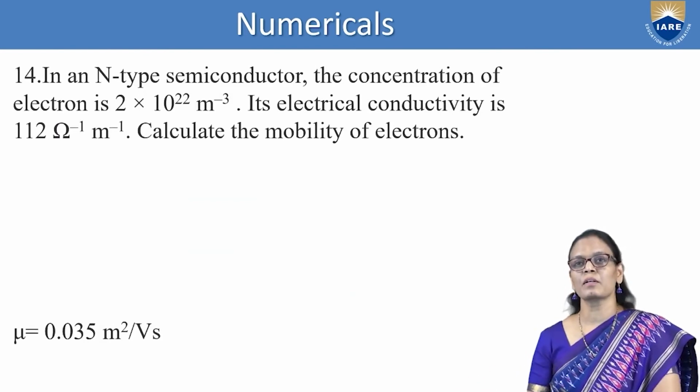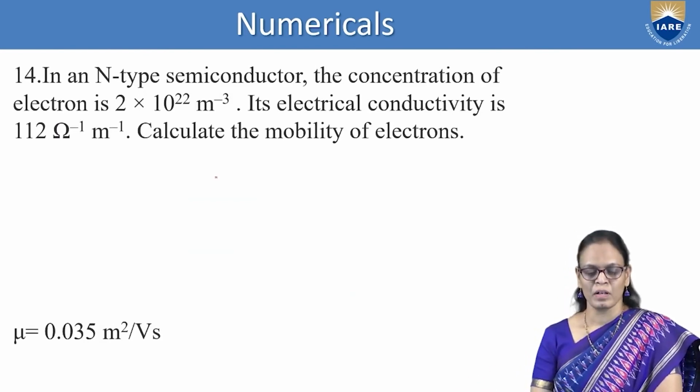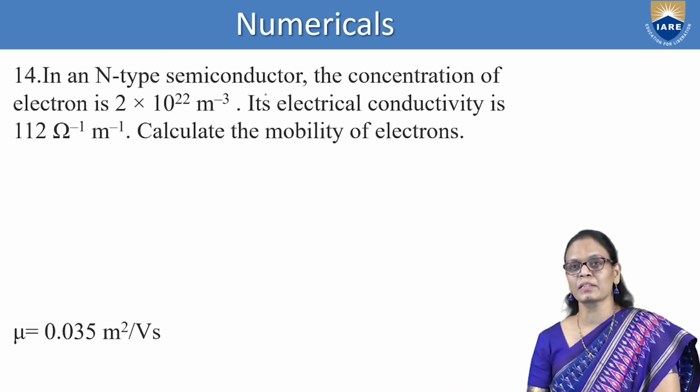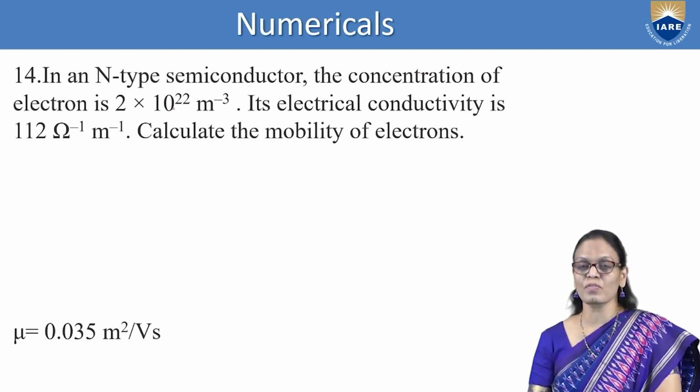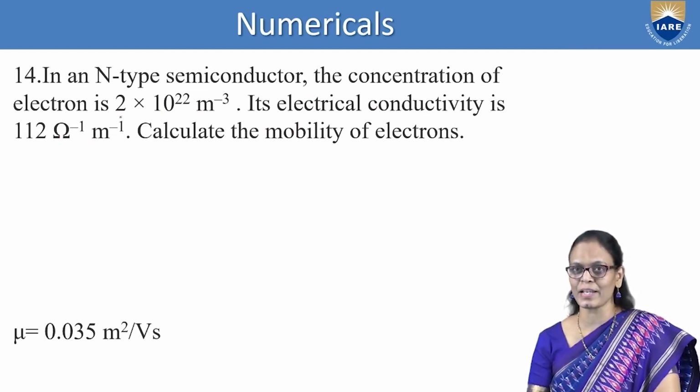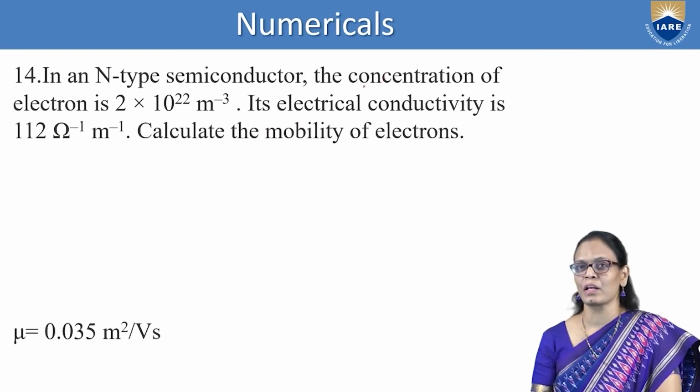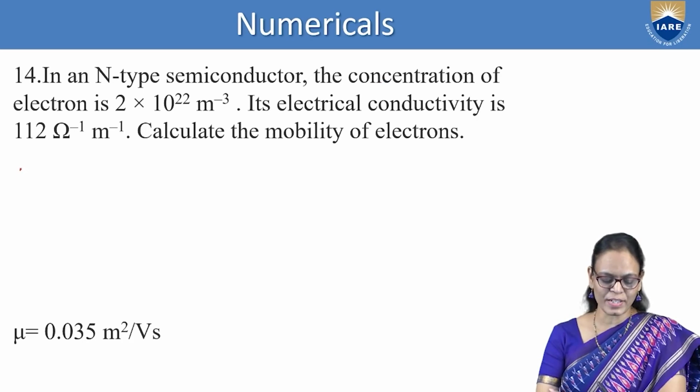One more similar problem. In an N-type semiconductor, the concentration of electron is 2 into 10 power 22 per meter cube. Its electrical conductivity is 112 per ohm meter. Calculate the mobility. In this case, we are given the concentration. In the previous case, we were given the Hall coefficient. So let us write the data.